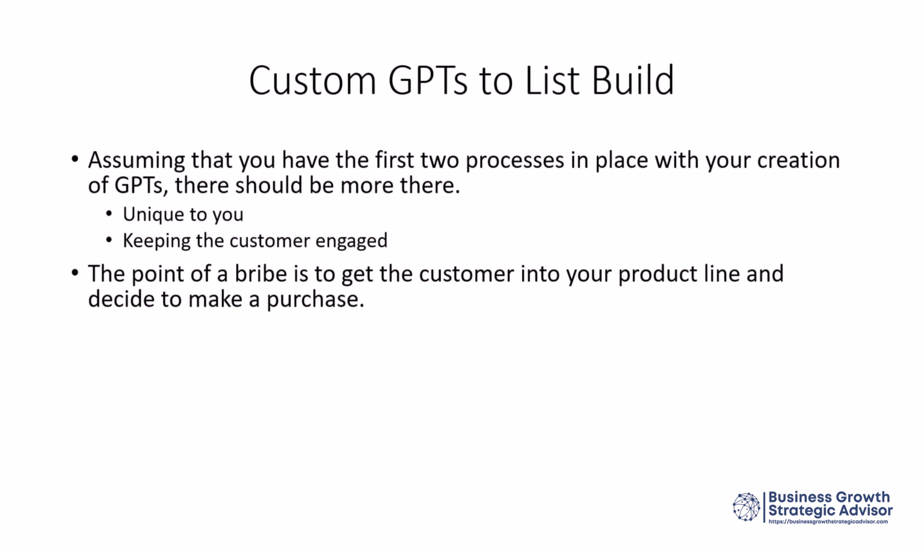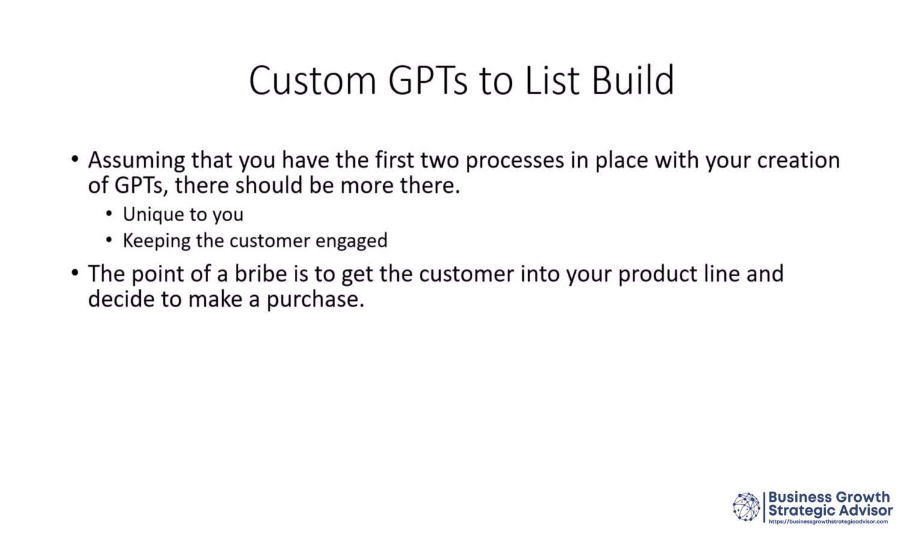So you can't stop at creating an opt-in bribe that gets them onto your list. You've got to keep the pressure on inside of the bribe to get them to make a purchase, to decide, to get them into your product line. That's why you list build. Because if people are on your list and they're not going to buy anything, well, now again, I'm not saying that everybody's going to be ready to buy as soon as they land on your list, but they're not doing you any good on there.